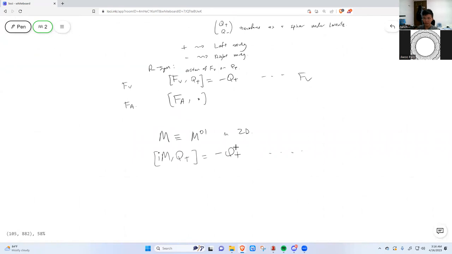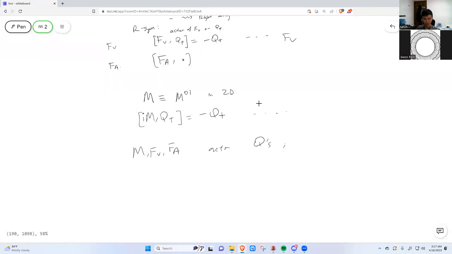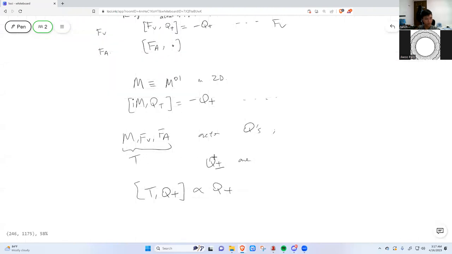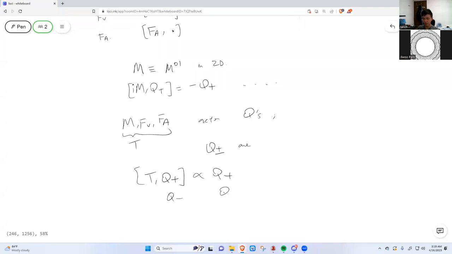So what we can notice is that the FVs, the FAs, and the Ms, when they act on the Qs, there's something that they all have in common. When all of these act on the Qs, they basically rotate the Qs into each other of sorts. In fact, it's even stricter than that. When they act on the Q plus and Q minus, they are basically eigenvectors of sorts, meaning that the commutation relations look like, if I denote any one of these as T, it's proportional to Q plus, for any one of the Ts over here. And likewise for the bars and the minus as well. Same thing for all the rest.